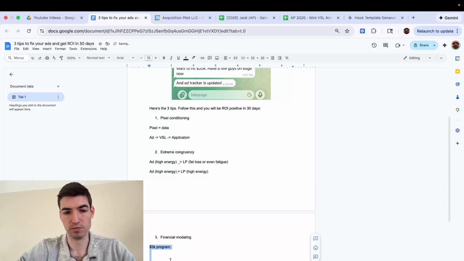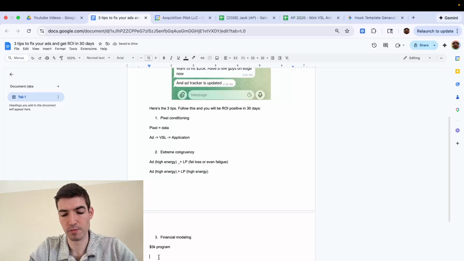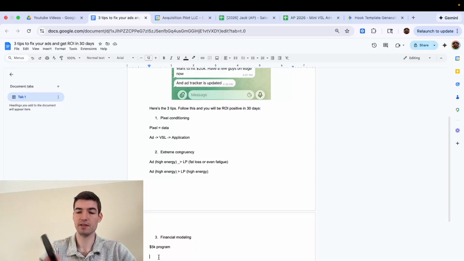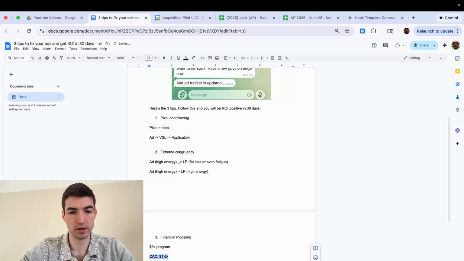How much can I pay for a client for a 5K program? First thing, typically we're going to aim for a minimum of a 3 ROAS. So let's say we're selling a 5K program, we'll divide that by 3. That's 1.6K roughly. That means our CAC, our client acquisition cost, we want to be 1.6K or less to achieve that 3 ROAS. And so let's keep going down the line.